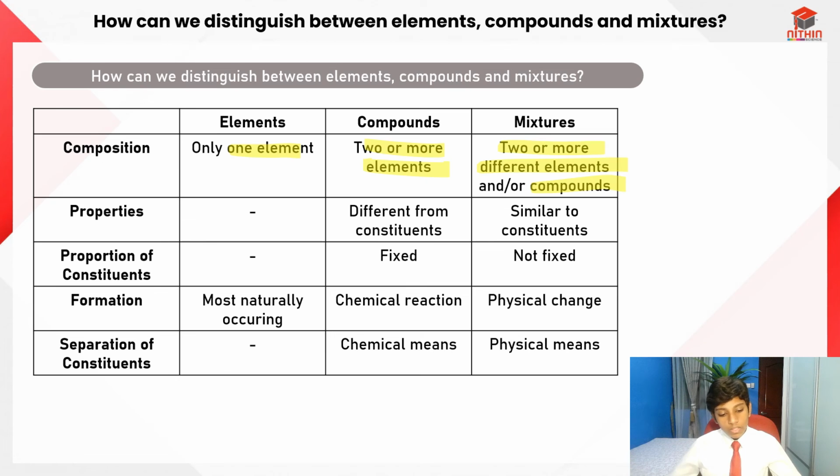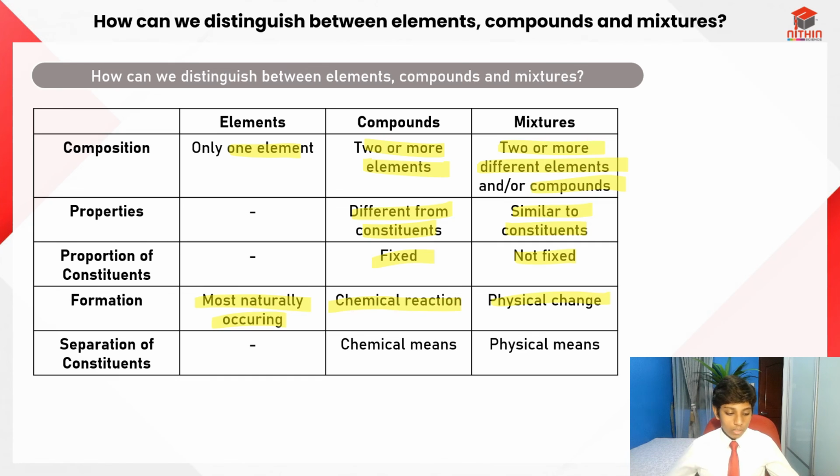The properties of elements: none. Compounds: different from the constituents, while for mixtures: similar to constituents. The proportion of constituents for elements: none, because there's only one element. For compounds it is fixed, and for mixtures it is not fixed. Elements are formed mostly naturally, compounds are formed by chemical reaction, and mixtures are formed by physical change.